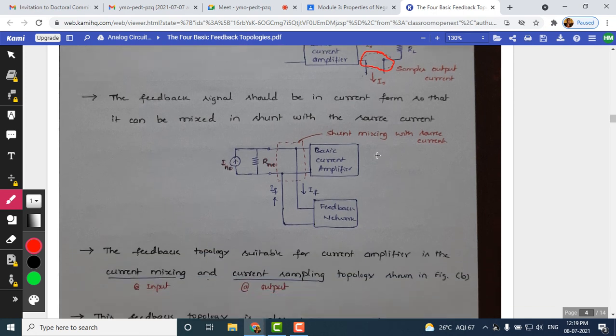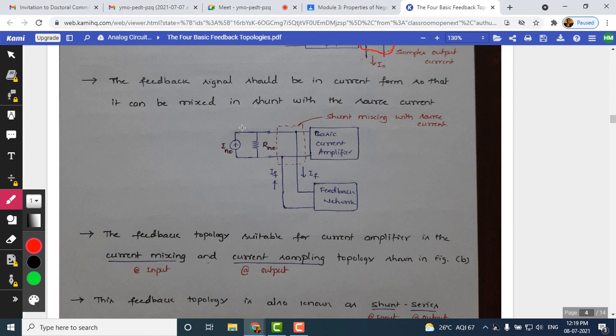Below shows how the mixing happens here. Since the input is represented with Norton's equivalent circuit, where there is a Norton current with a parallel resistance, the signal coming from the feedback is mixed in a shunt fashion. Now, based on the type of sampling and the type of mixing we are doing, we can give a name here. Similar to the voltage amplifier, the feedback topology suitable for the current amplifier depends on what kind of mixing happens here.